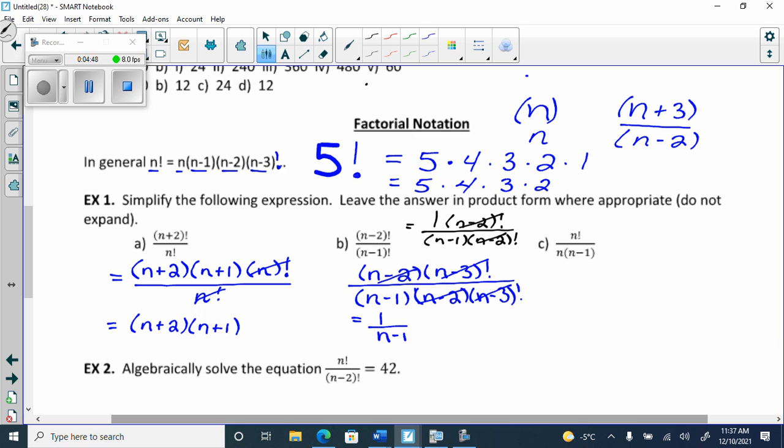What's the catch with C? The denominator doesn't have a 1. Oh. Exclamation point. Doesn't even have a factorial, right? So it's the only one I can expand. The top one. Try it out.